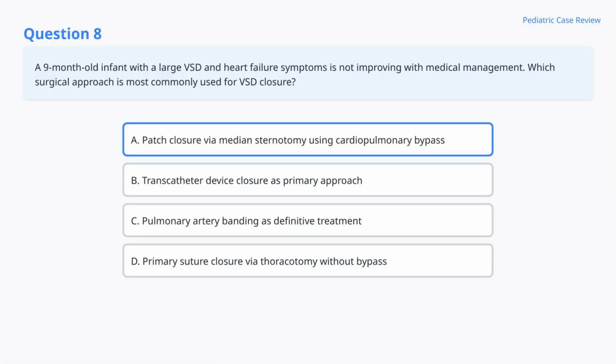A 9-month-old infant with a large VSD and heart failure symptoms is not improving with medical management. Which surgical approach is most commonly used for VSD closure? Your options are A. Patch closure via median sternotomy using cardiopulmonary bypass. B. Transcatheter device closure as primary approach. C. Pulmonary artery banding as definitive treatment. Or D. Primary suture closure via thoracotomy without bypass. Consider which approach provides the most reliable and complete closure for large VSDs.